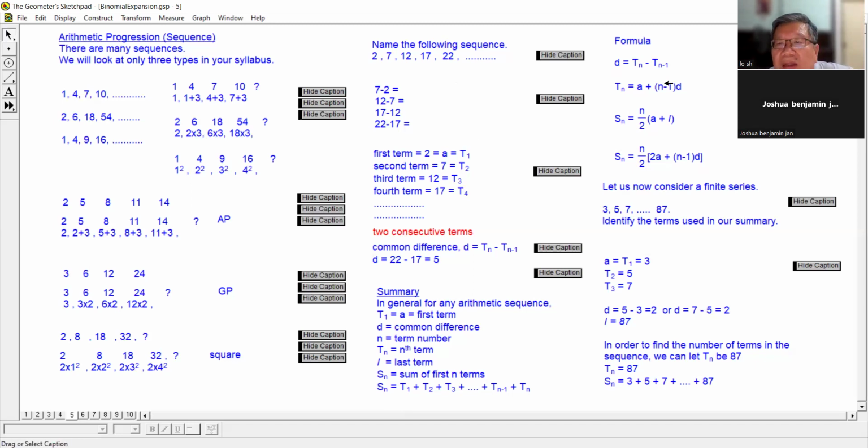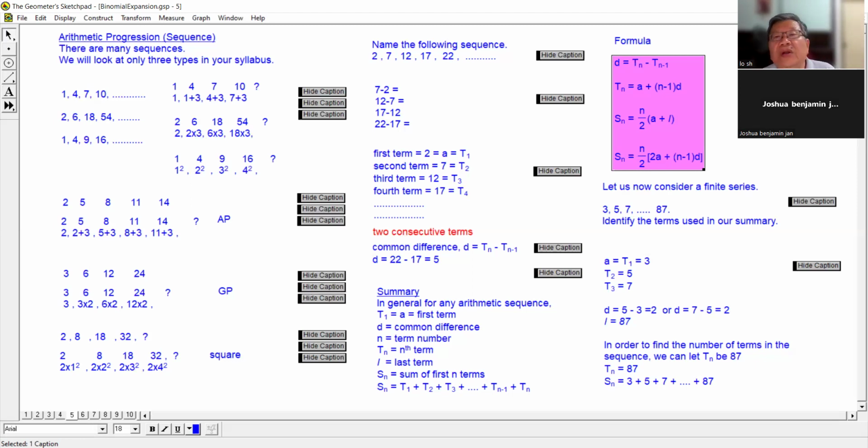Next, we are going to look at the formulas involved. D is Tn minus Tn minus 1. Then Tn equals A plus n minus 1 D. Sn is equal to n over 2 times a plus L. Sn is also equal to n over 2 times 2a plus n minus 1 D. Now, this formula, you don't have to worry. As we proceed, I'm going to show you the meaning of these numbers and how to make use of this formula.